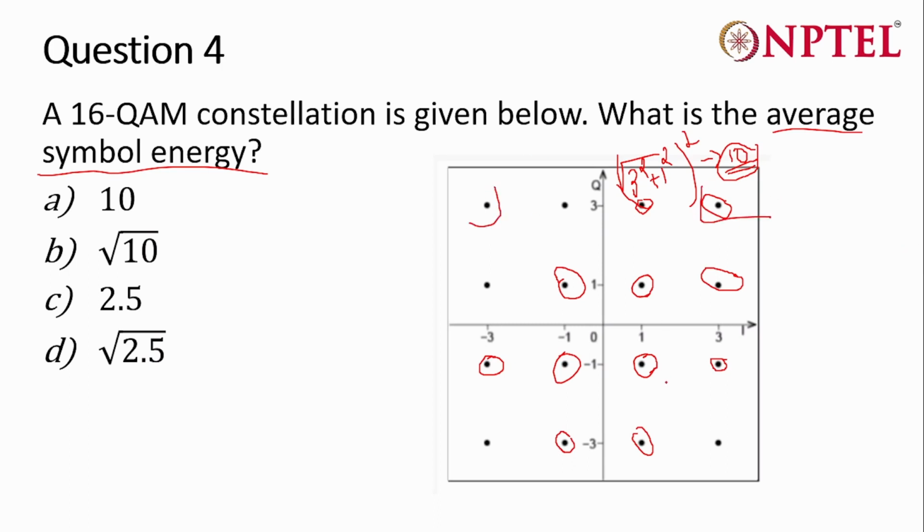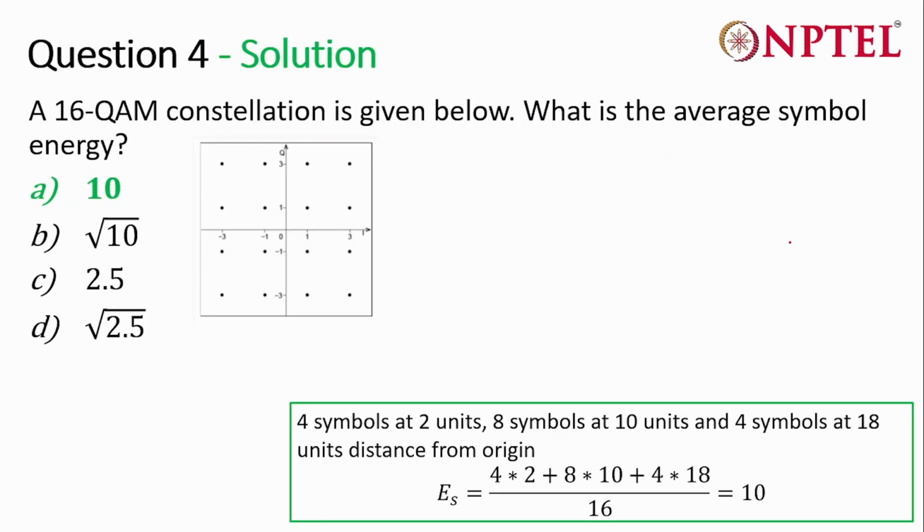Yeah, and then you have to find for these 4 now. We have 4. 72 plus 80, 152 plus 8. Ma'am, 10. Yes. Answer. Right. So the answer is 10. So this is how you find the average symbol energy given any constellation. Try to find the energy for one symbol and sum up all the symbols' energy, divided by the total number of symbols.